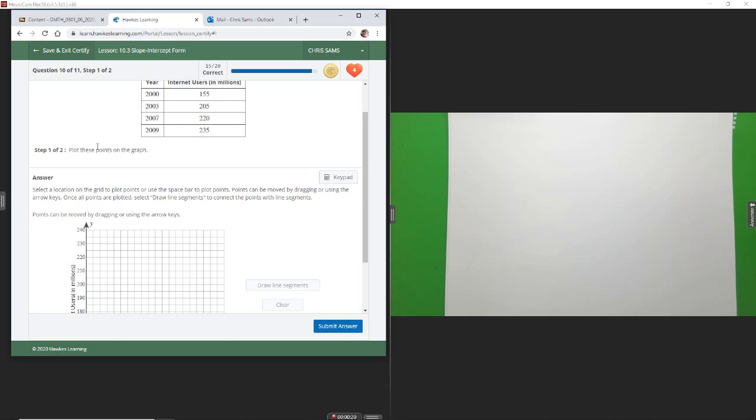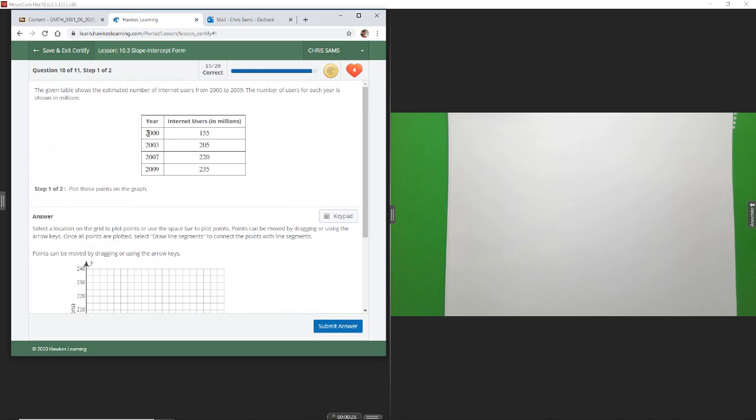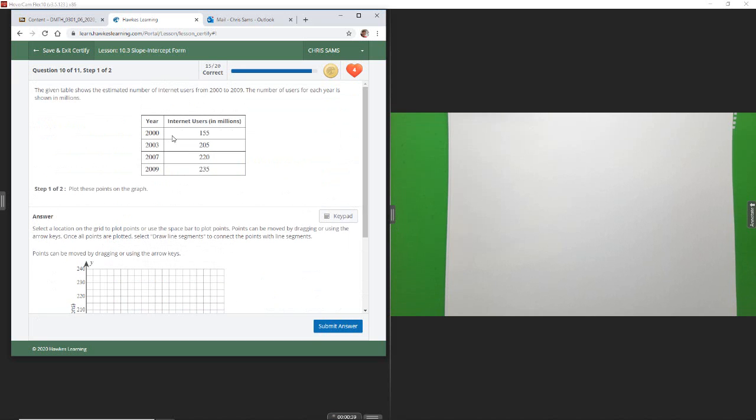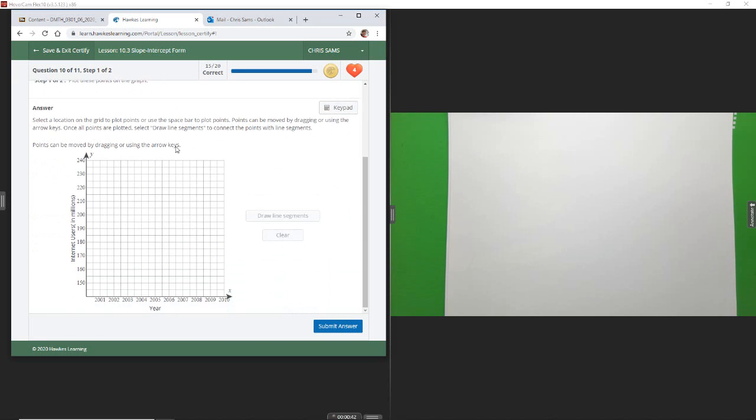Step 1 of 2, we want to plot these points on the graph. So we're going to use the year and then the number of users. And if you look, this graph has the year labeled on the x-axis and the internet users in millions on the y. So the ordered pair 2000 and 155 looks like this. The first corner is going to be 2000, and it jumps up from 150, and it looks like we're counting by fives here. So 155, and it shows you the ordered pair there.